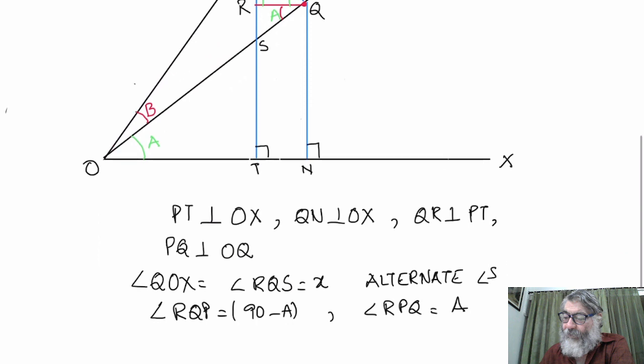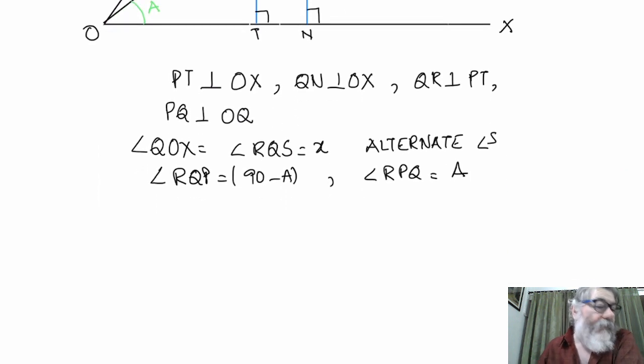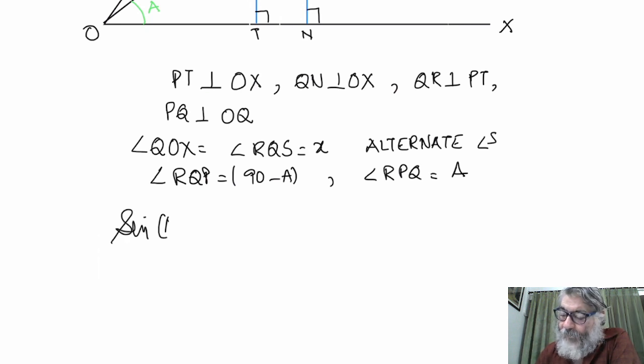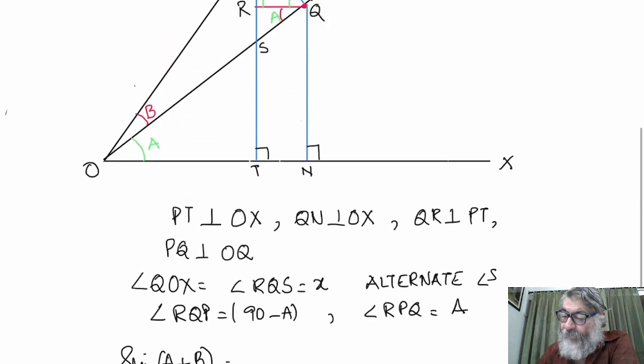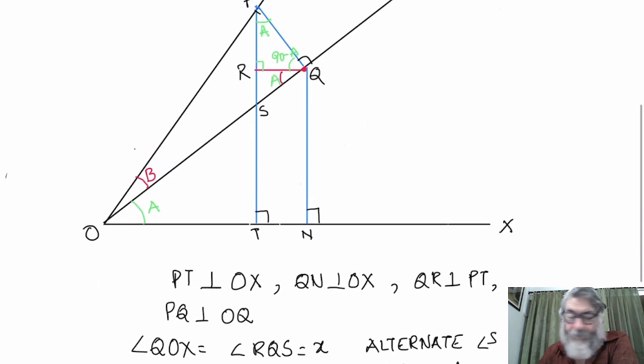Now let us calculate sine of angle A plus B. Sine of angle A plus B will be what? Perpendicular upon hypotenuse. Perpendicular in this figure is in the triangle POT. If you see in the triangle POT, sine A plus B will be perpendicular upon hypotenuse, that is PT upon OP.